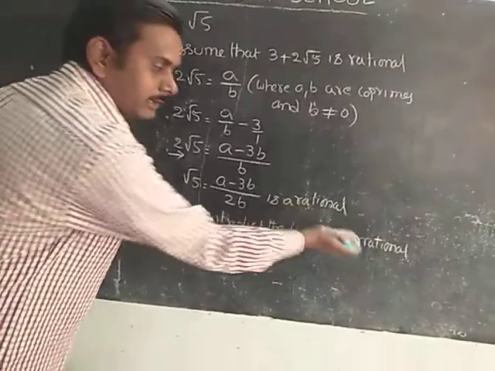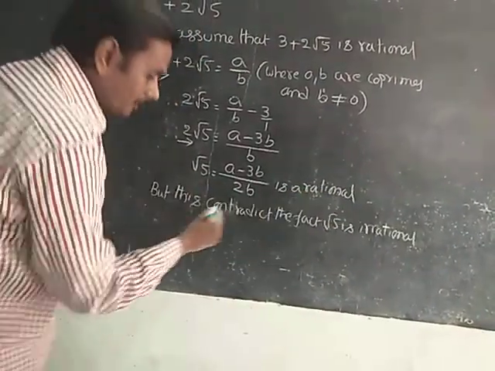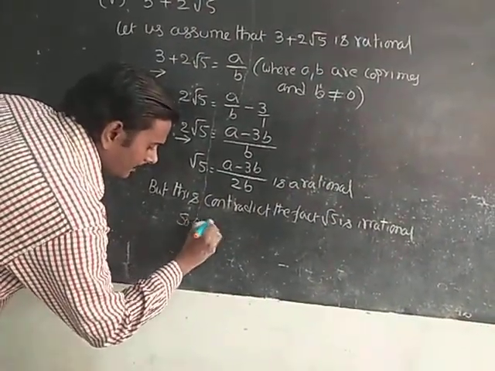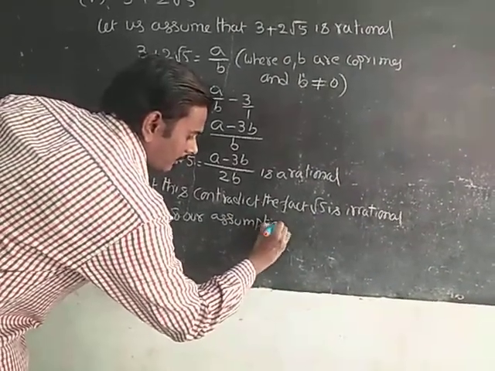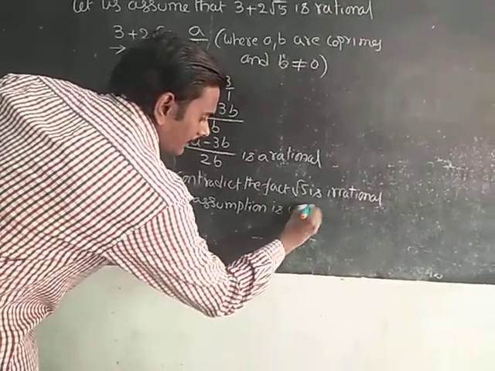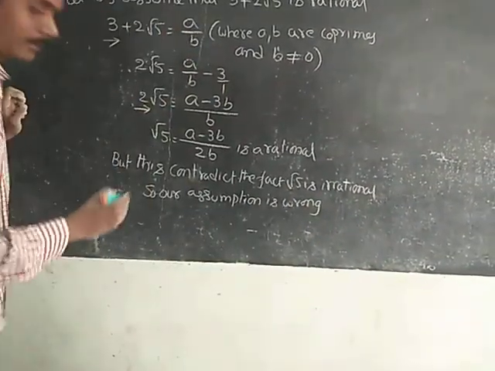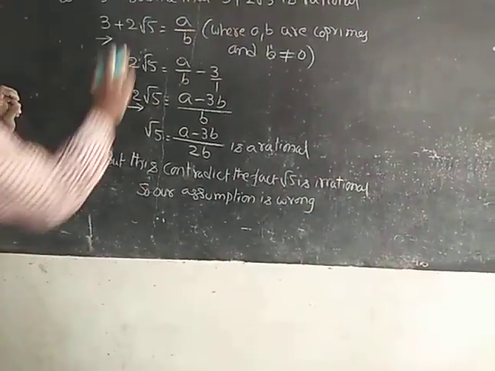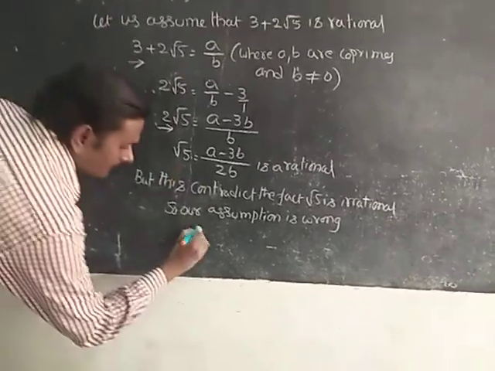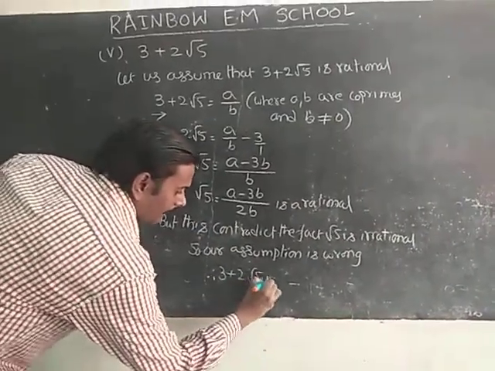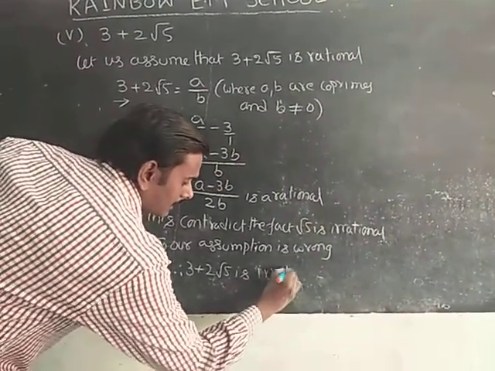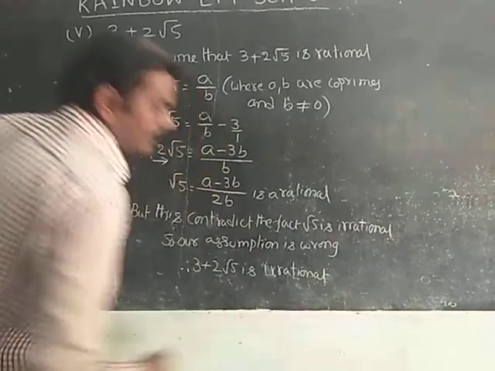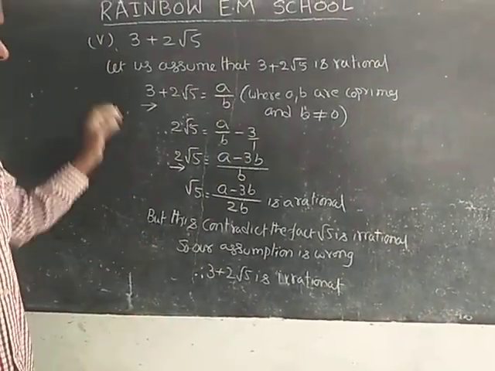Okay, this is rational, this is irrational. Both are different. So our assumption is wrong. What is the starting statement here? 3 plus 2 root 5 is irrational. This is the completion of this one.